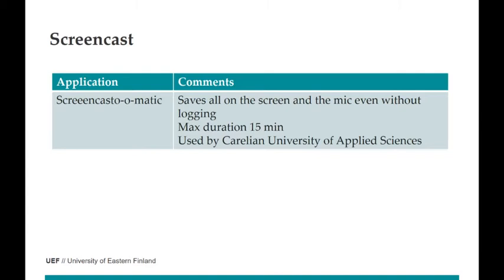It's been used, for example, in our town, at Karelian University of Applied Sciences, when they had some online course together with other universities. They didn't have any money for these programs, so they are using this free one.